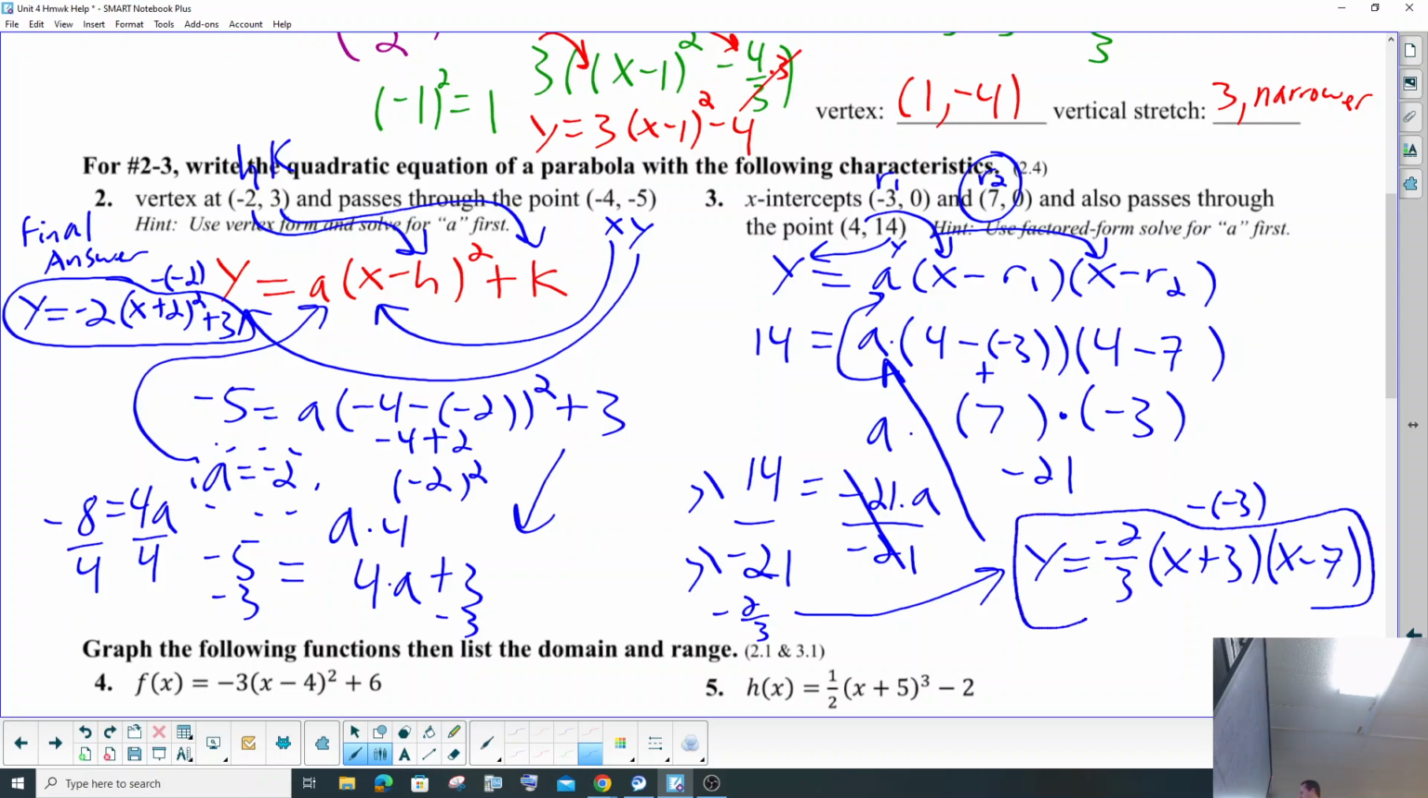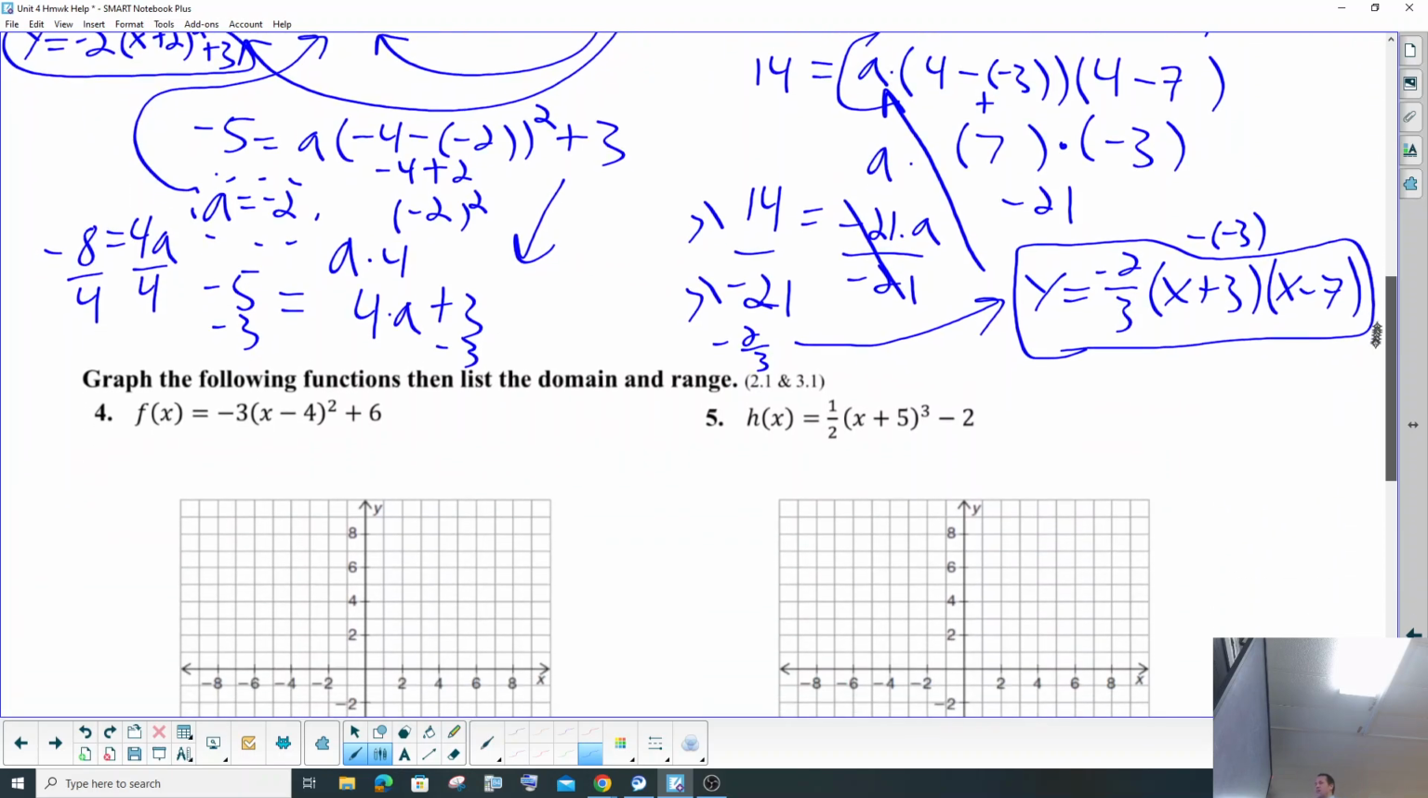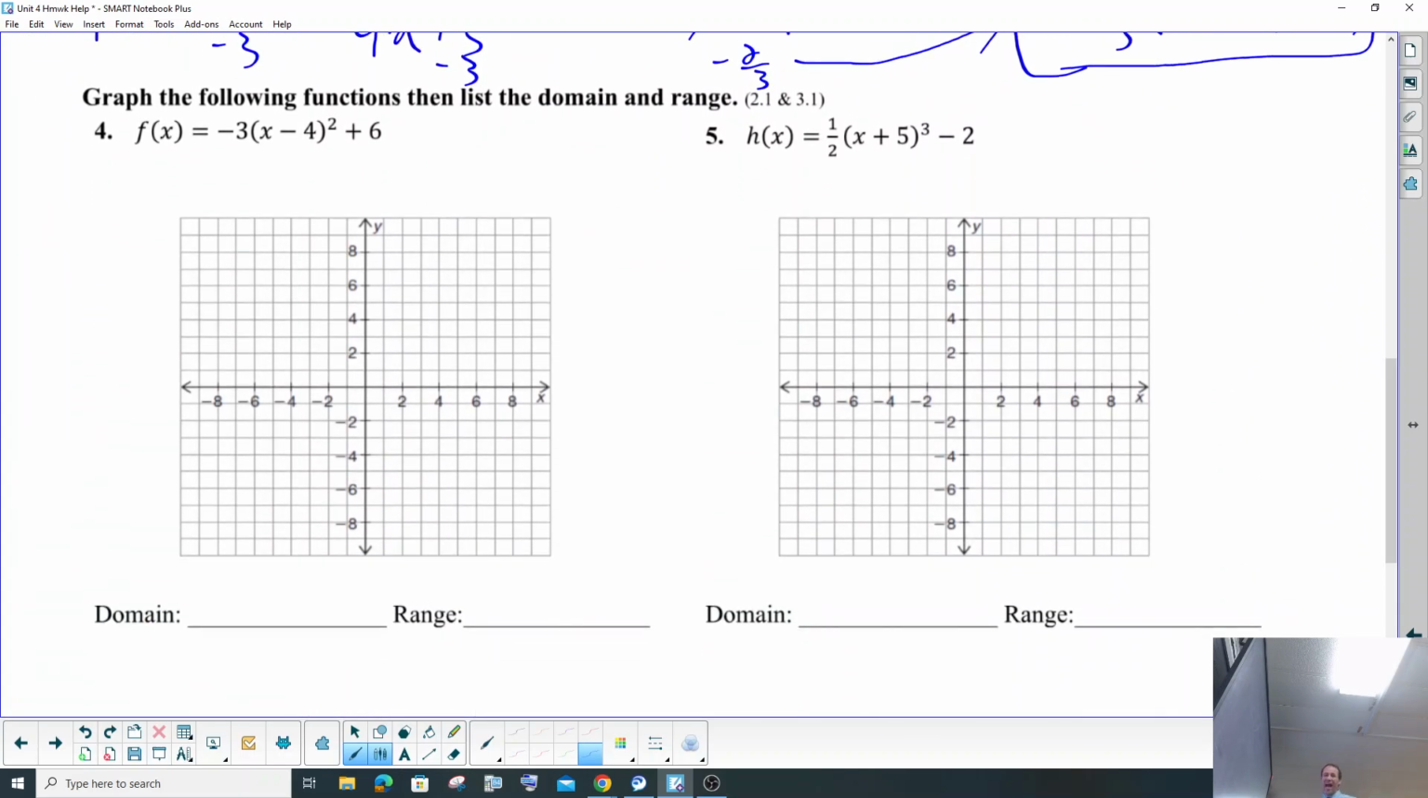So if we gave that to you on a test, vertex form, factored form, could you use the given information to come up with an equation? Could you do that? Whoa, do you remember how to graph? Do you remember how to graph quadratics?